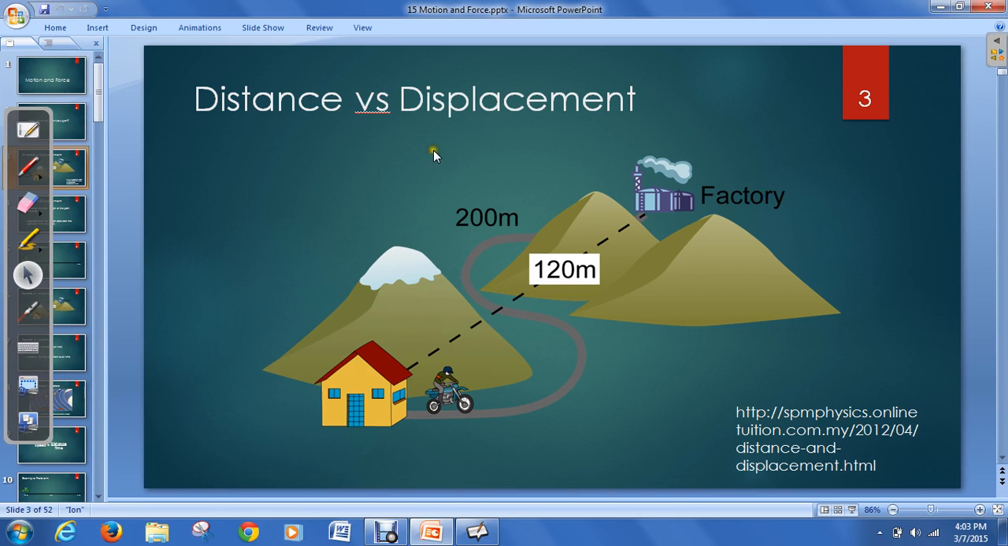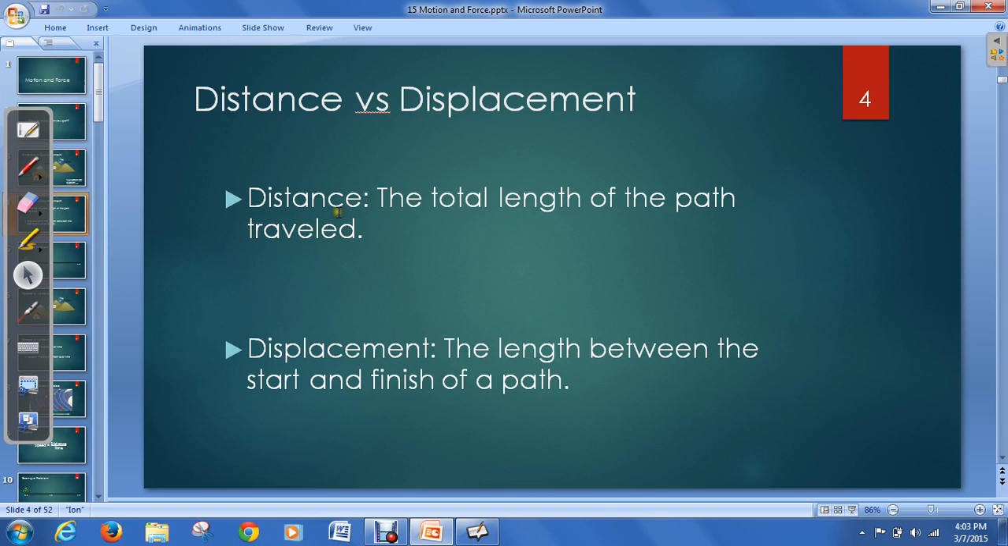That is different than his displacement. His displacement is just the start to finish distance, or in other words, the straight line distance between his house and the factory, as the crow flies, or whatever phrase you want to use for it. It's just the distance from the start to the finish. So this curved path is the distance, the straight line is the displacement. The distance is the total length of the path traveled, whereas the displacement is the length between the start and the finish of a path.